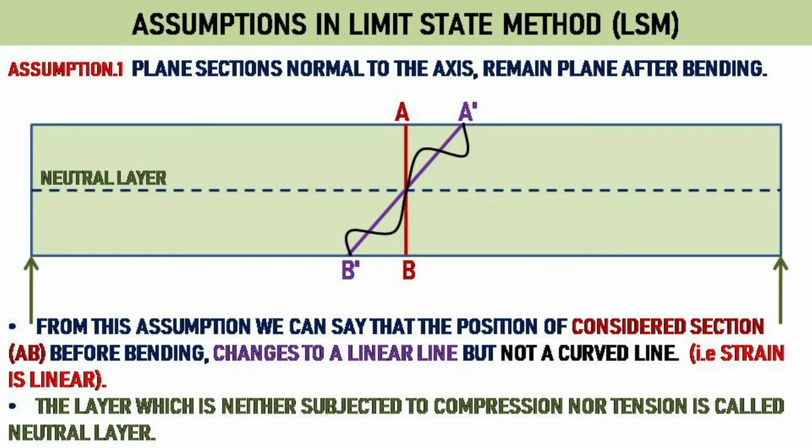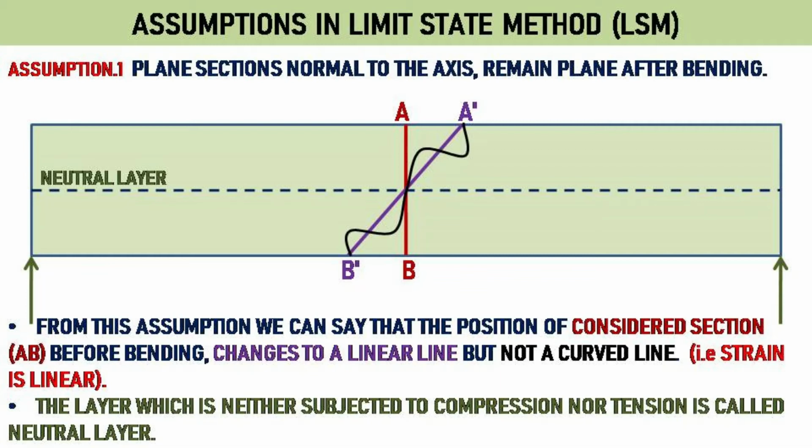Which is shown here. We are considering a section AB before bending. This section has displaced from AB to A dash, B dash. This displacement is linear, that is, in the form of a straight line, as shown with blue color. Irregular displacement of the section, as shown in the black color, is not considered for designing. This assumption summarizes that the strain is linear after bending.